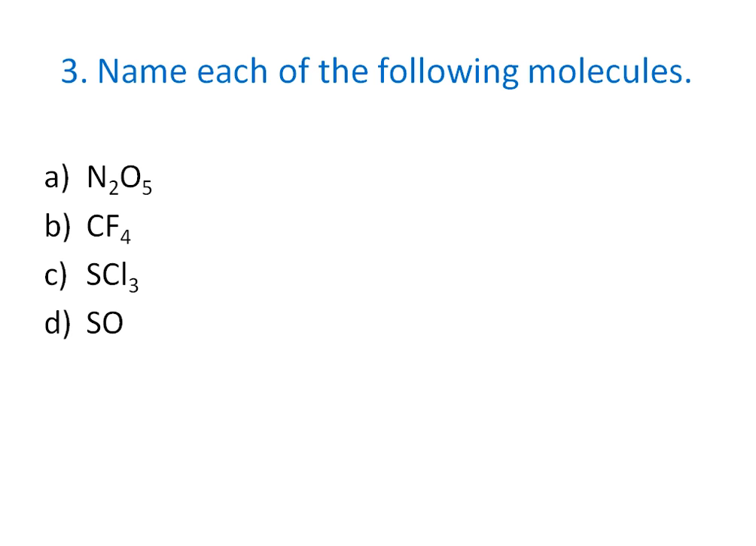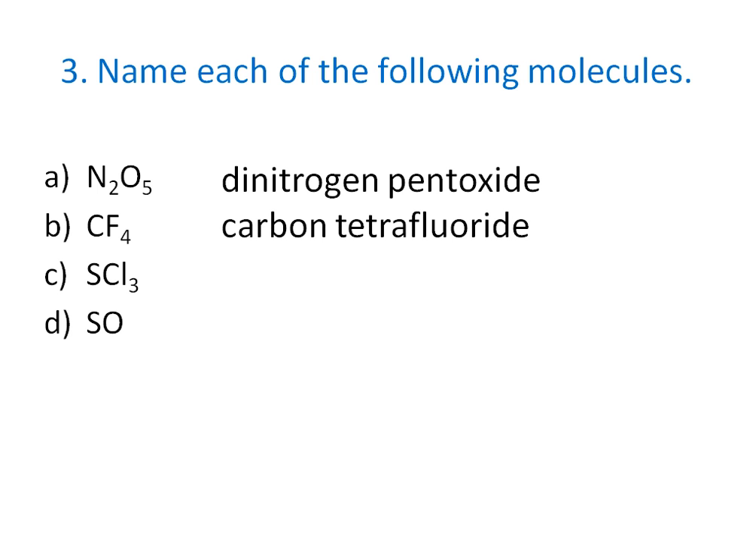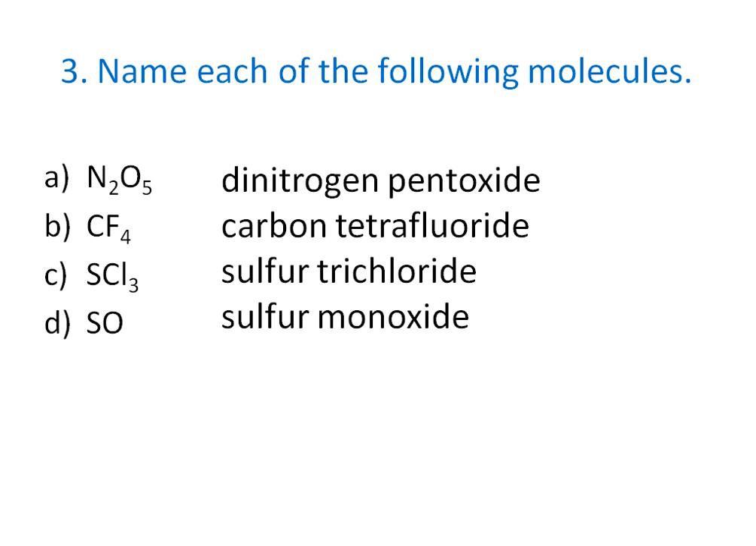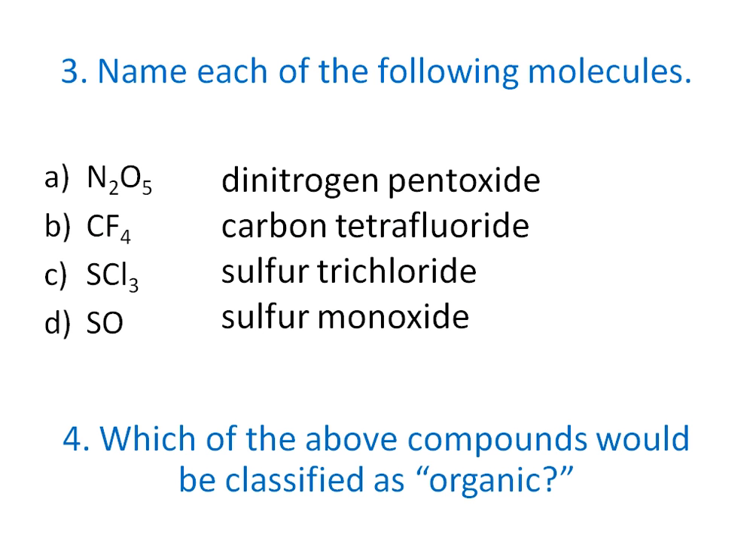3. Name each of the following molecules. N2O5 would be called dinitrogen pentoxide, 2 nitrogens, 5 oxides. CF4 would be called carbon tetrafluoride, 1 carbon, 4 fluorides. SCl3, sulfur trichloride, 1 sulfur, 3 chlorides. SO would be called sulfur monoxide, 1 sulfur, 1 oxide. Which of the above compounds would be classified as organic? It would be carbon tetrafluoride because it contains carbon.